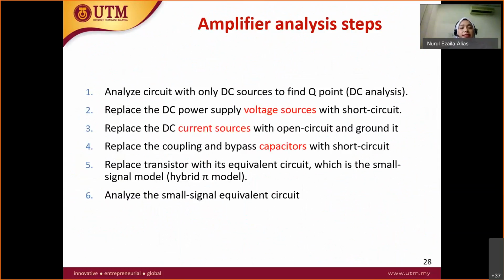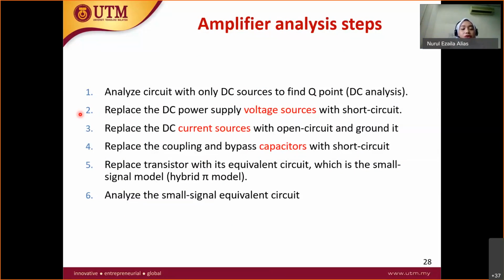So this is just a recall. To analyze the circuit, you need to have the DC values in order to find the Q points. The Q point needed here is the collector current IC. Then if you want to draw, step number 2 will be your starting point to draw the AC equivalent circuit.